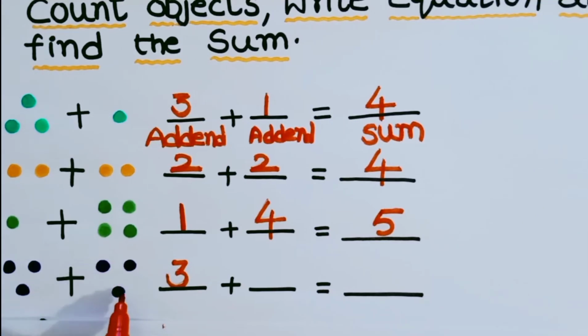Now count how many circles are there in this second group. 1, 2, 3. So what is the next addend? The second addend is also 3. So the two addends are 3 and 3.